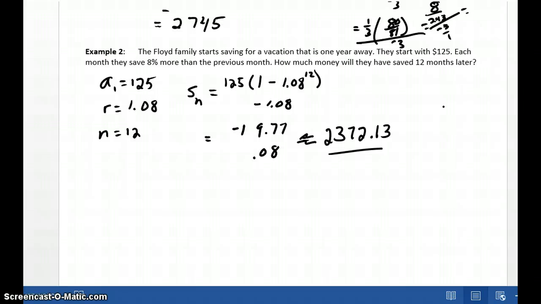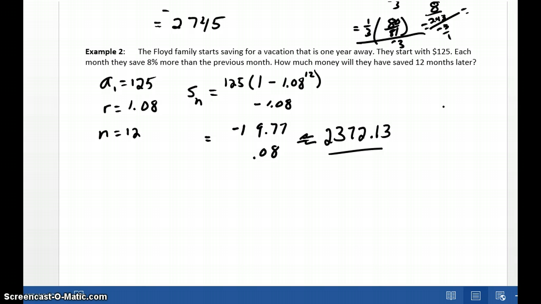Example 2 says the Floyd family starts saving for a vacation that is 1 year away. They start with $125. Each month they save 8% more than the previous month. How much money will they have saved after 12 months? So our first value is 125 after the first month. Our common ratio here is 1.08.